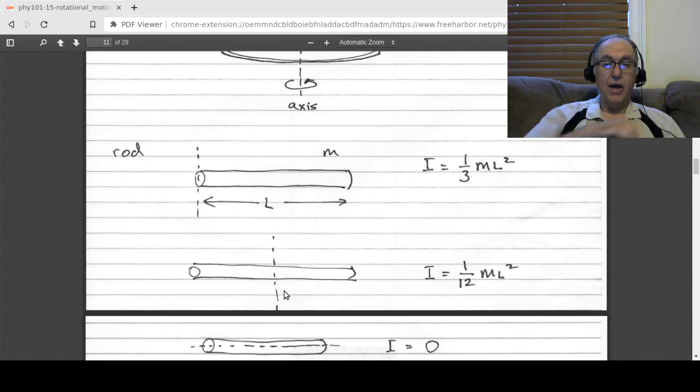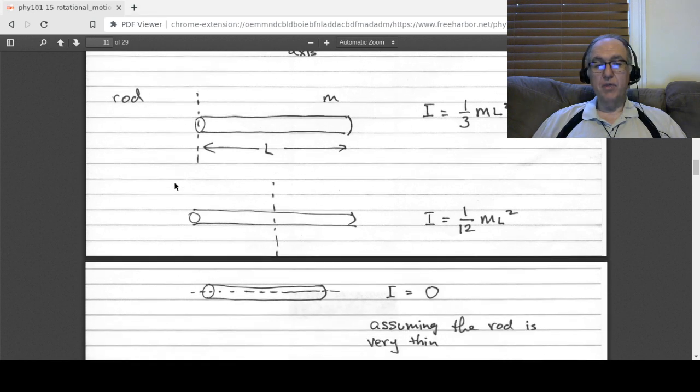Well, now I can't do that with my rod, but imagine a baton of some kind. So you've got a baton, but you grab it in the middle and make it rotate around the middle. Then the moment of inertia is 1/12 ml squared. So if you move the axis from the edge to the middle, you decrease the moment of inertia by a factor of a quarter. So it's 1/12 ml squared if the axis is through the middle.